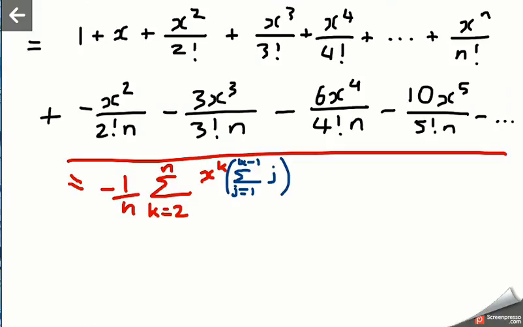And what are we dividing by? What actually goes on the bottom? Well, it's actually just k factorial, because we already brought out the n's. So that's all that's left of that part. We sum from k equals 2 to n of that thing.